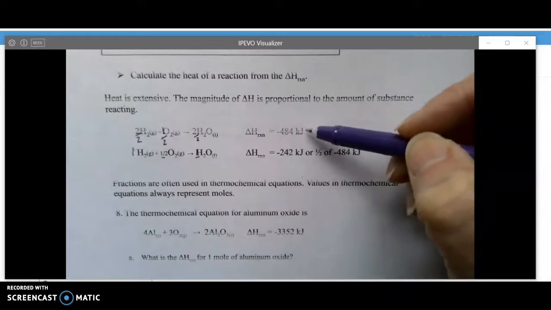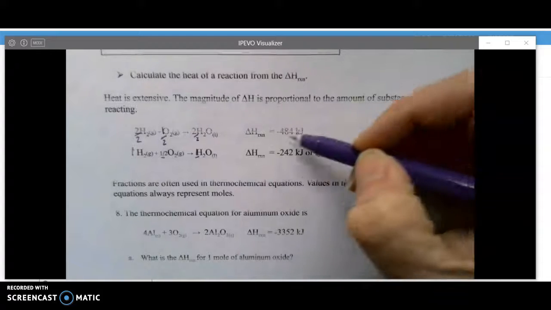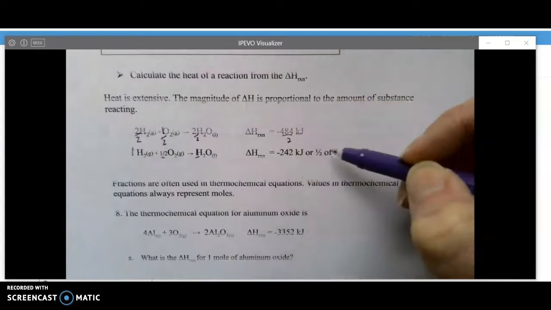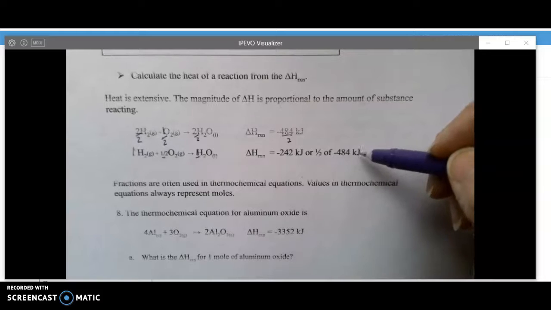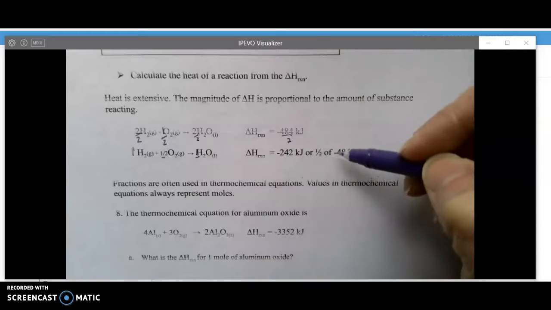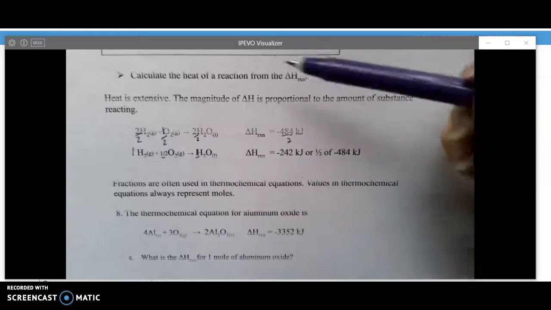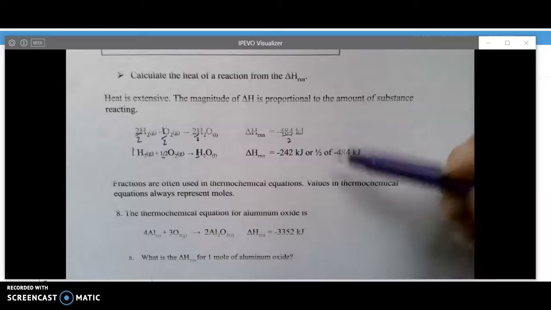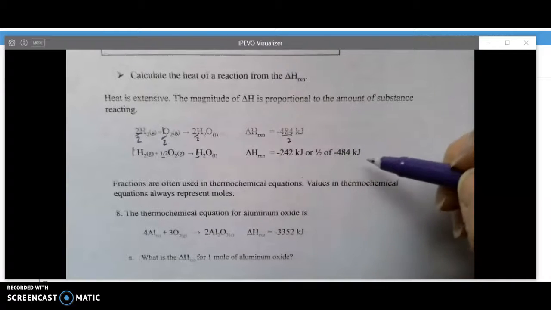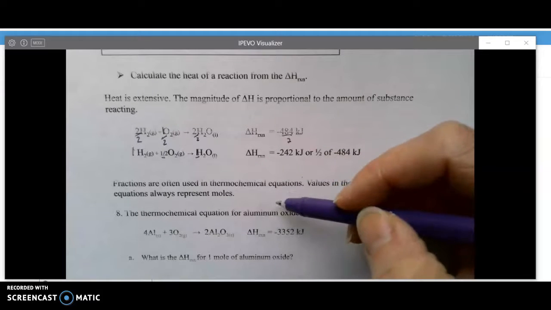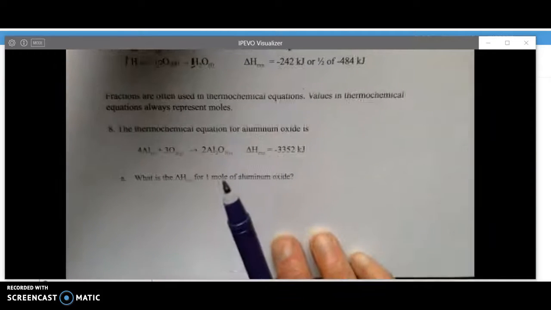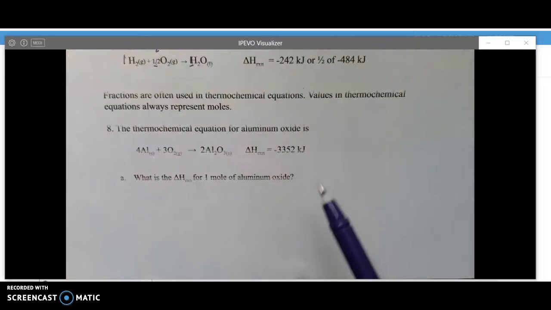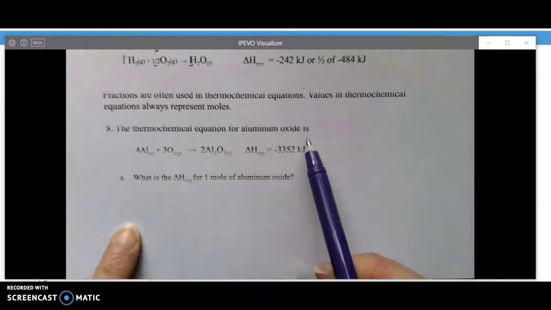And once I do that to the heat values, I have to also divide this by 2, and I'm going to get negative 242 kilojoules, or 1/2 of the negative 484. So the sign doesn't change, just the magnitude. So sometimes you'll see these as just kilojoules, but they really are in terms of moles, since equations are balanced in terms of moles.